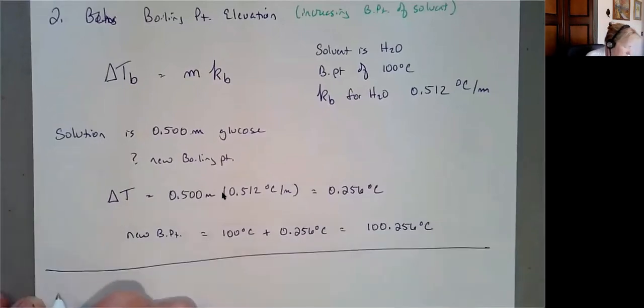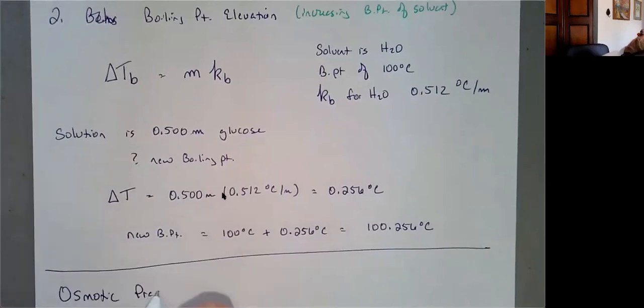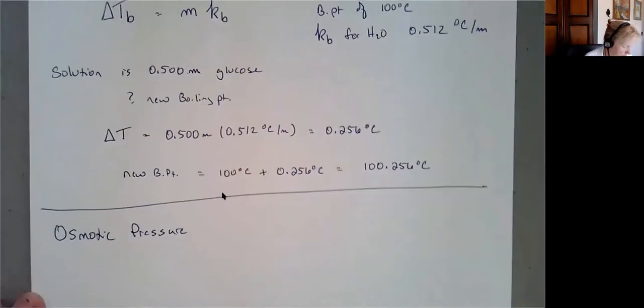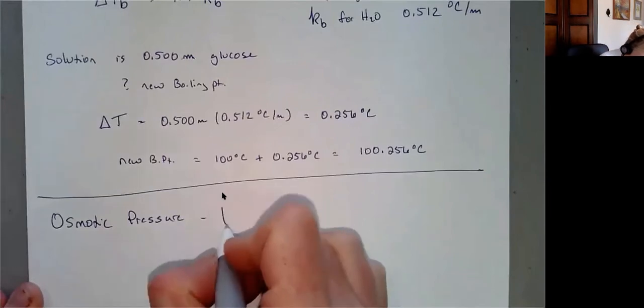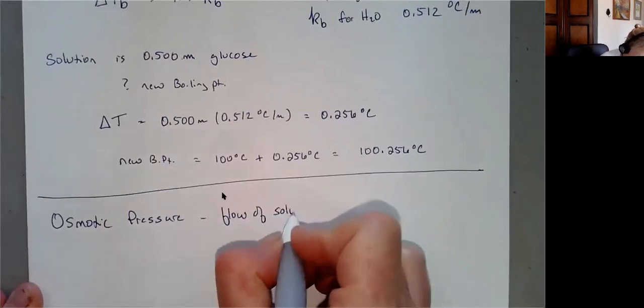Now the third thing we want to talk about is osmotic pressure. And osmotic pressure is also a colligative property. So osmotic pressure is simply the flow of solvent.